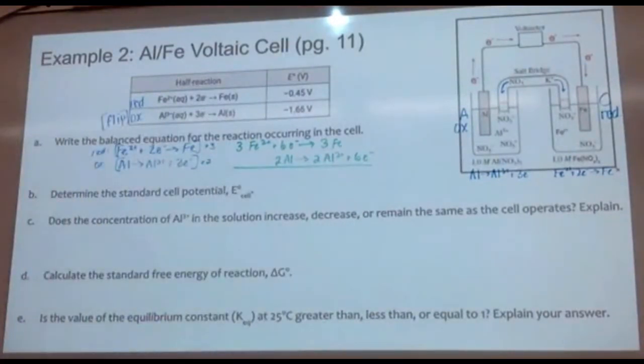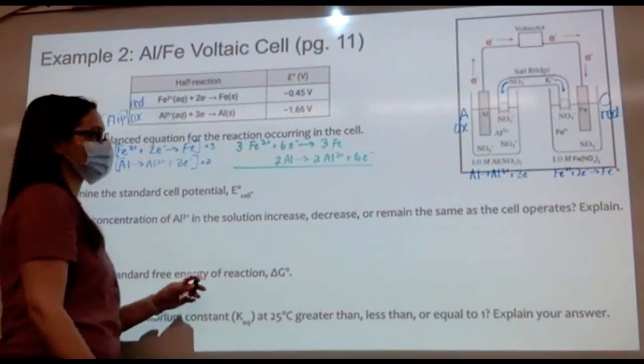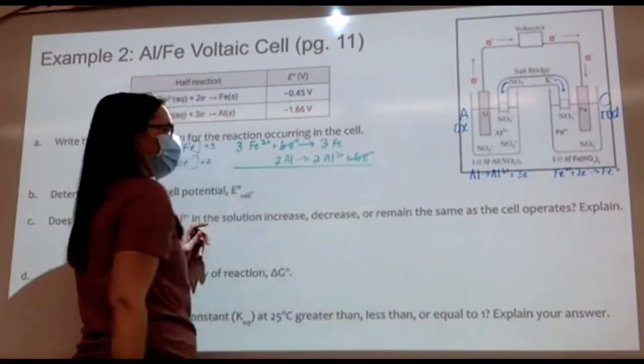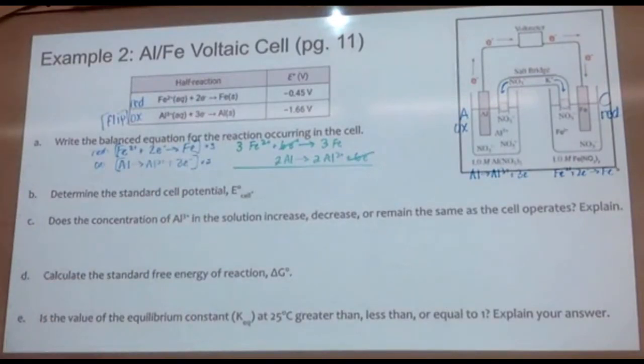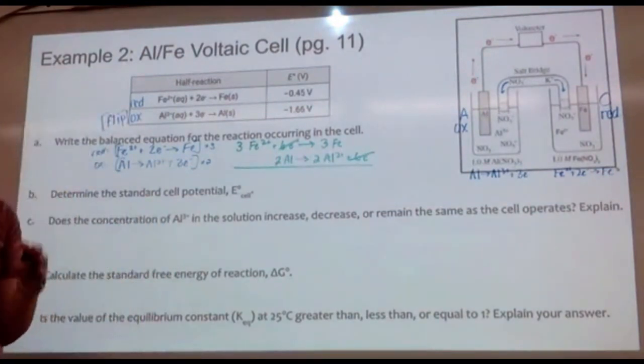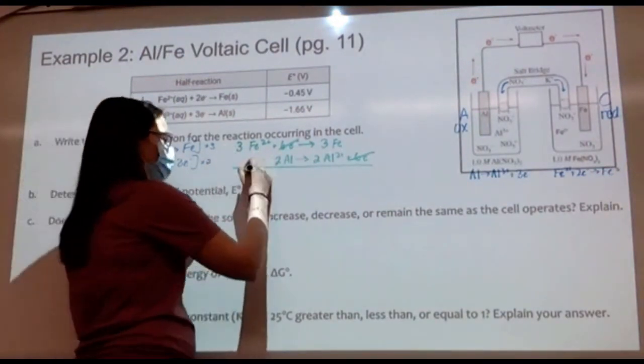So what can I cancel before I add these together? Electrons. That's all that is the exact same. Al and Al3+ are different. Fe2+ and Fe are different. And I'll just add these together.